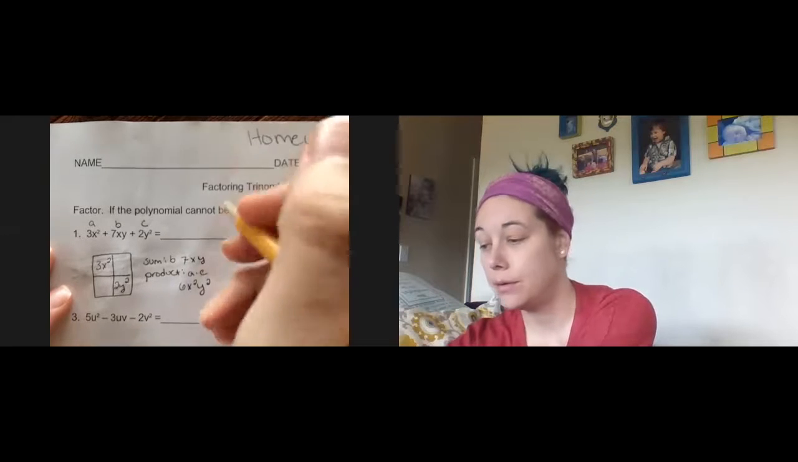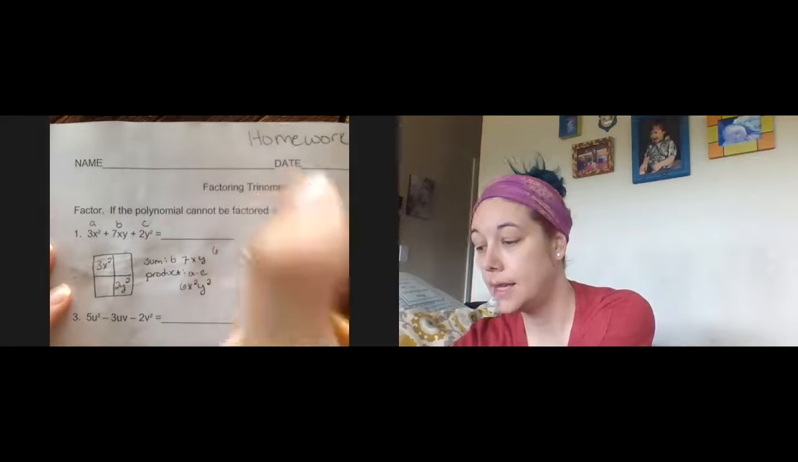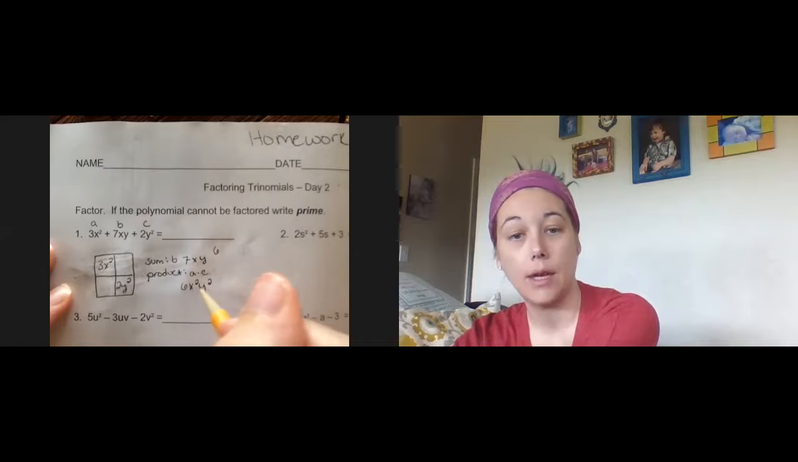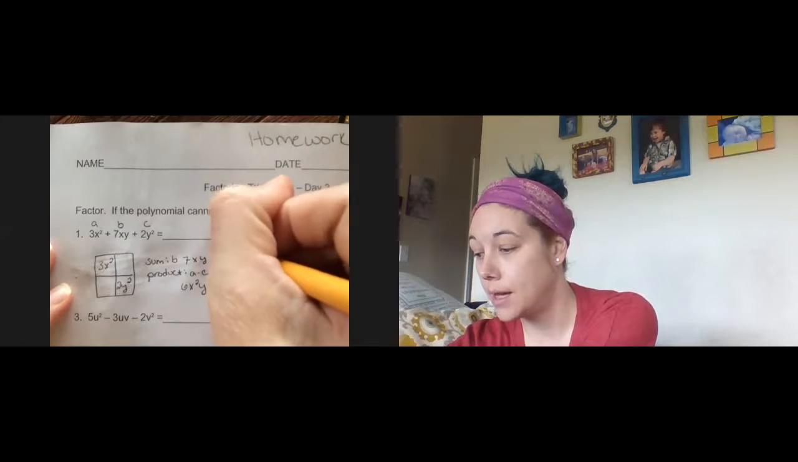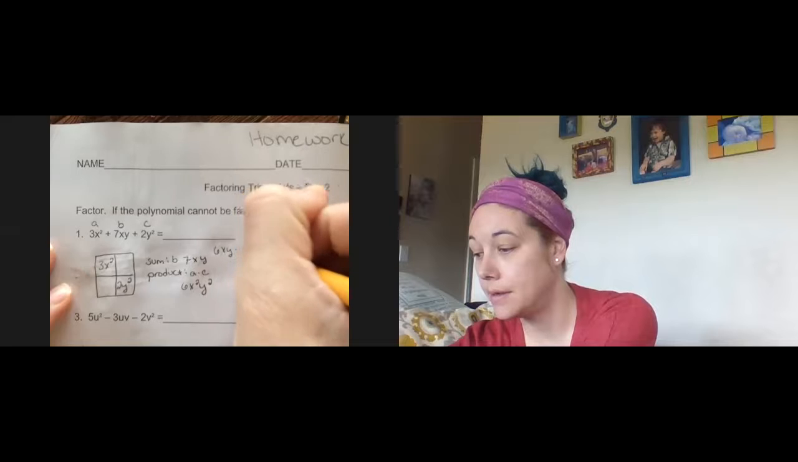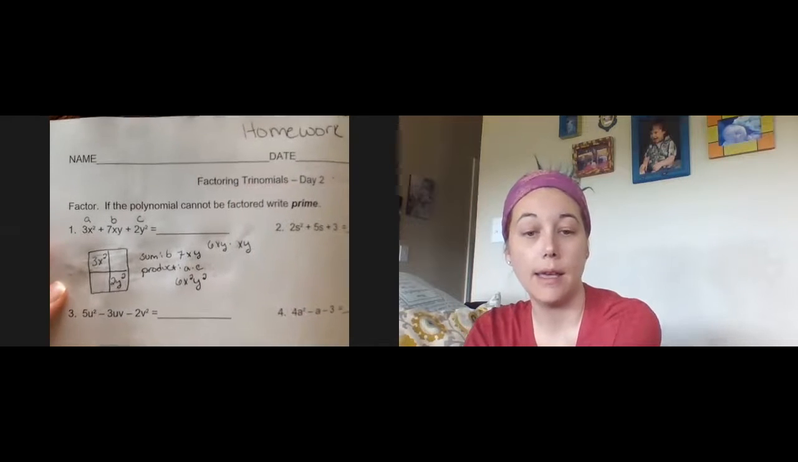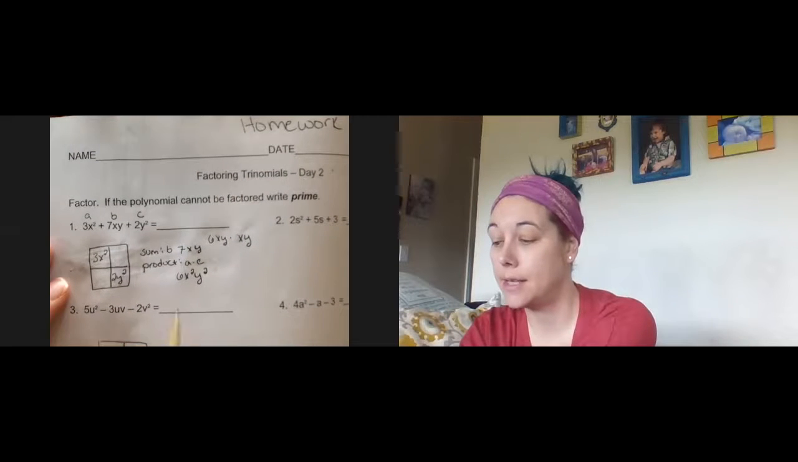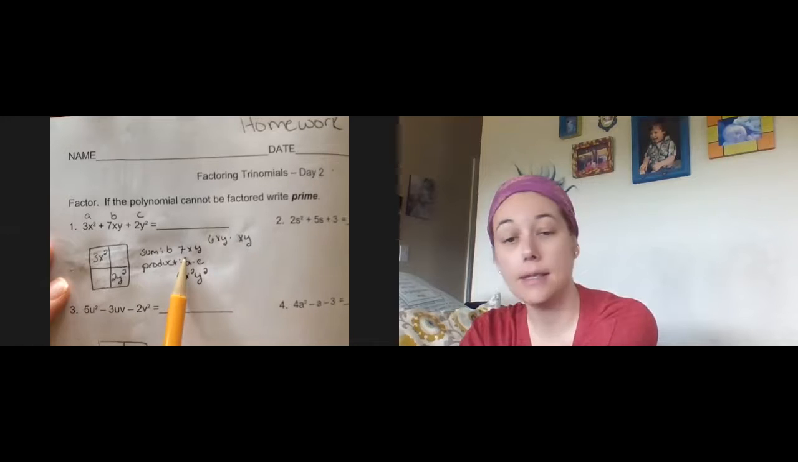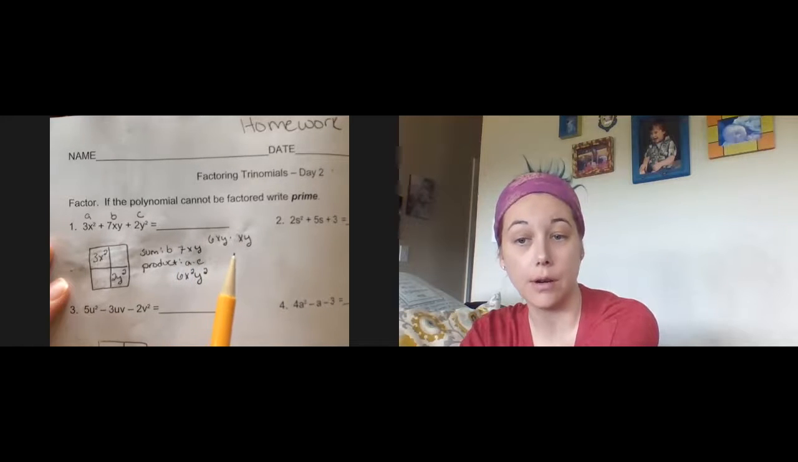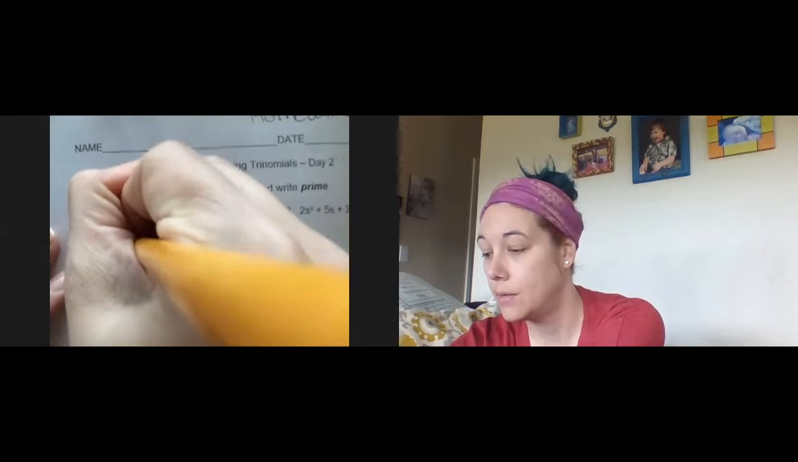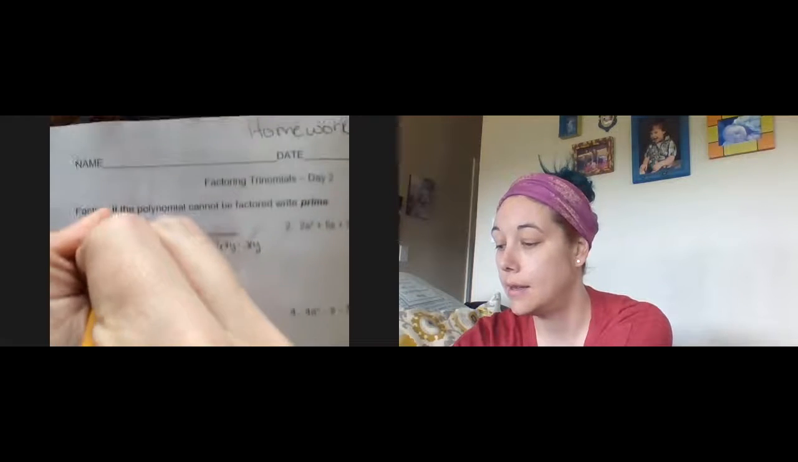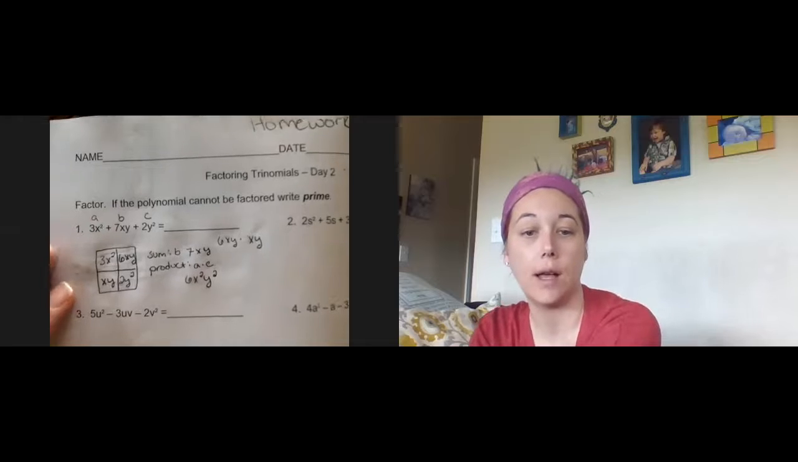So when we do 6, now we need to account for our variables, right? 6xy times 1xy. Well, when we multiply them together, that gives us 6x squared y squared. And when we add them together, it gives us 7xy. So here's our correct factors: 6xy and just regular xy.